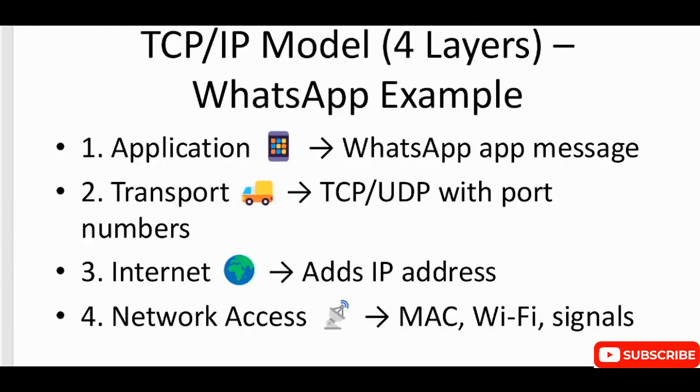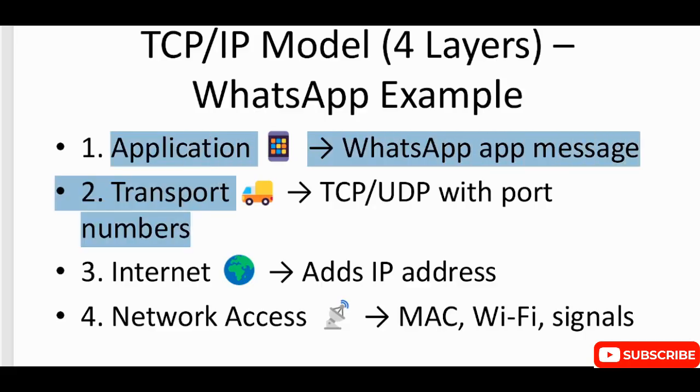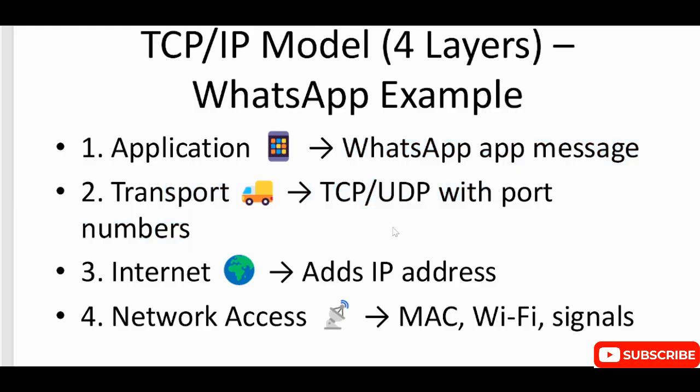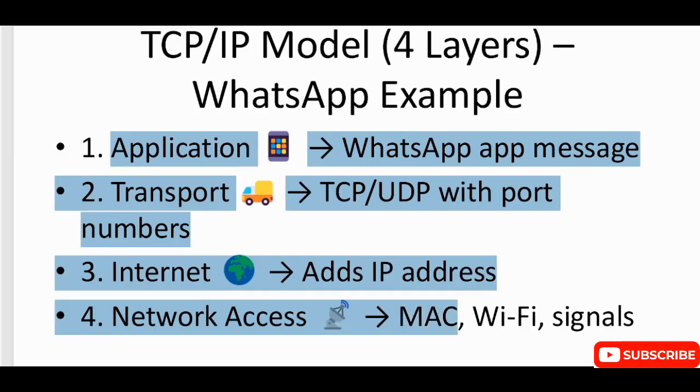Next is the TCP/IP model. It only has 4 layers. So let's discuss this one. In the application layer, there is the WhatsApp app message, and the transport layer is TCP/UDP with port number. It splits the messages, and in the internet layer it adds the IP address. Fourth is the network access layer, that is the MAC and Wi-Fi signal. So all this happens in the network access layer. So this is the TCP/IP model. Only 4 layers are there, and in this way you will be able to see the WhatsApp message.